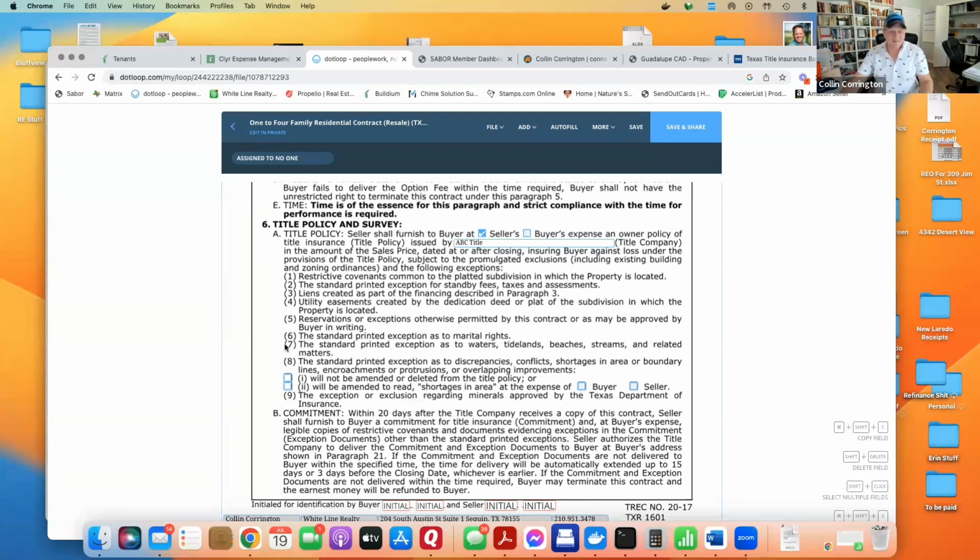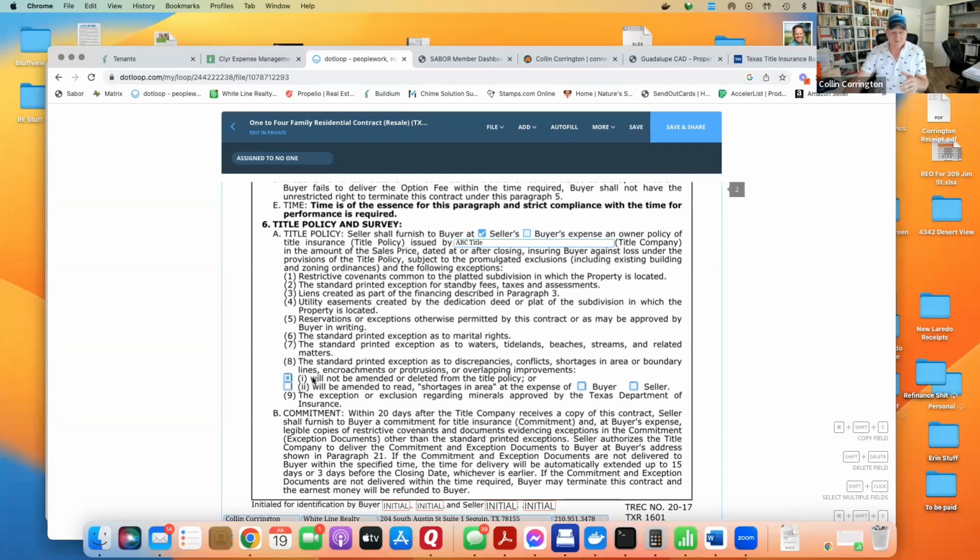So on Schedule B, this is what this is talking about. The standard printed exception as to the discrepancy, conflicts, shortages in area, boundary lines, encroachments, and protrusions, and overlapping improvements. So in Schedule B, there will be a line that specifically has to do with boundary issues. If you want to ensure certain things on your boundary, like if you know there's a weird encroachment that might cause a problem, you can buy additional insurance. So it's more than your standard title policy.